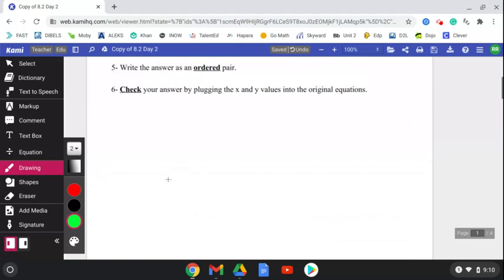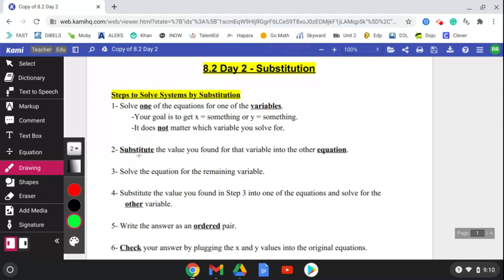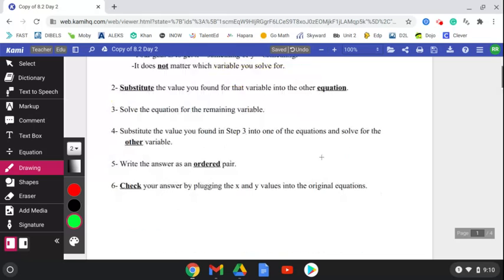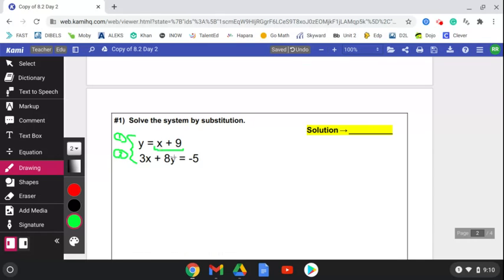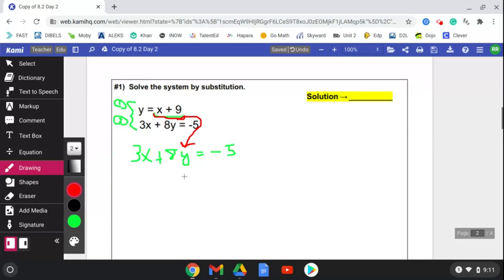And so what I can do is move into step 2 and substitute, hence the name substitution. I can substitute what y is equal to into the other equation. Okay, so that's what I'm going to do. I'm going to substitute x plus 9 in for y in the other equation. So let's copy down that second equation. It is 3x plus 8y equal to negative 5. I'm going to take x plus 9 and plug it in right there for y.